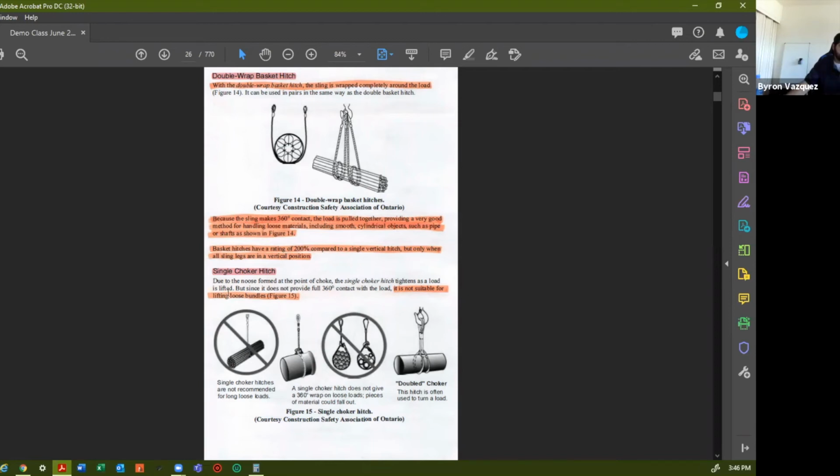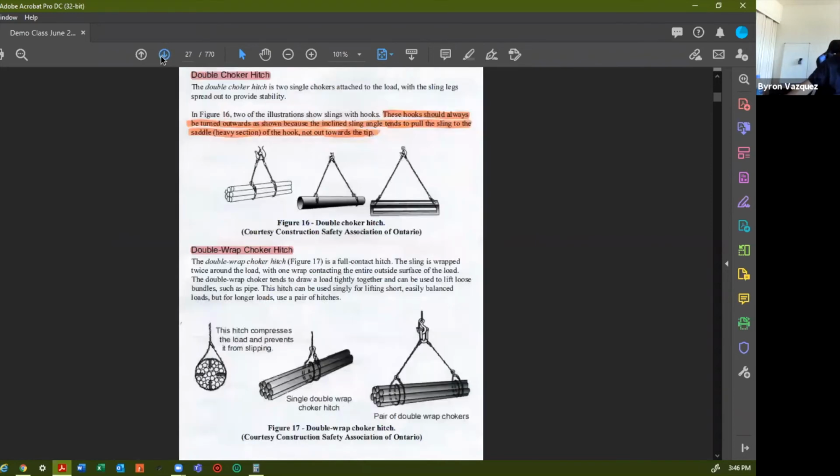Sling choker hitch. This is when you basically put a choke on it, and it is not suitable for lifting loose bundles. So this is another self-tightening configuration. As you lift the load with the crane, it's going to tighten down, but it's still not recommended that you do that with loose pieces of pipe. You're definitely going to want to use a double wrap, and they're going to ask you about that. We have a couple more before we move on.